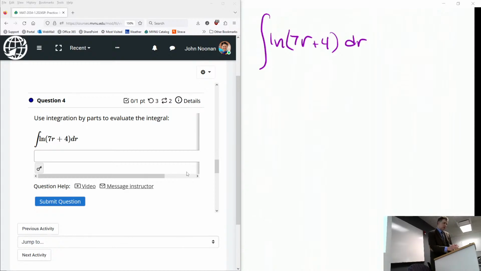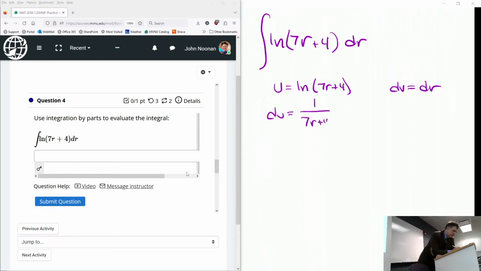Okay. I'm not happy about this, but I'm going to do it. So we're going to do it this way. We have u is equal to the natural log of 7r plus 4. And then dv is equal to dr. du is equal to 1 over 7r plus 4 times 7. I'll just put the 7 up there. dr. V is equal to r. So far, so good.